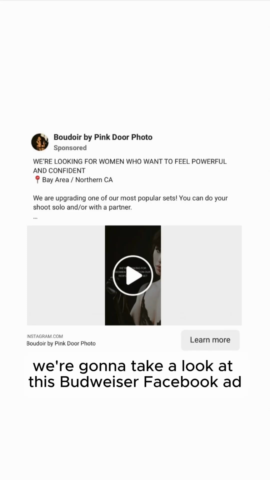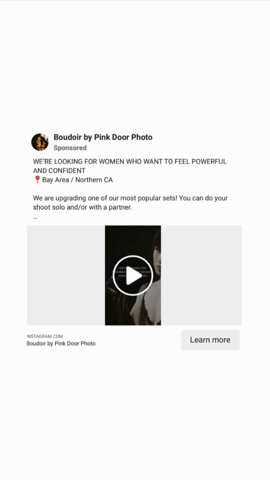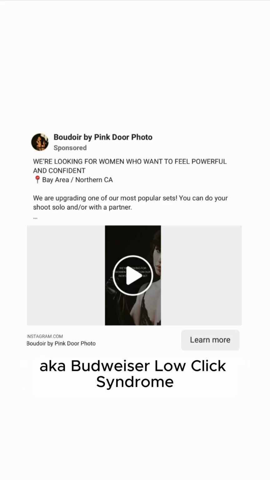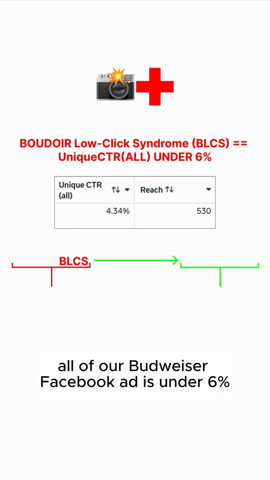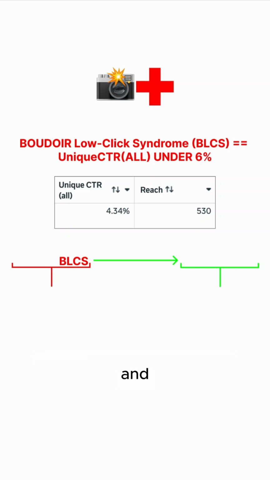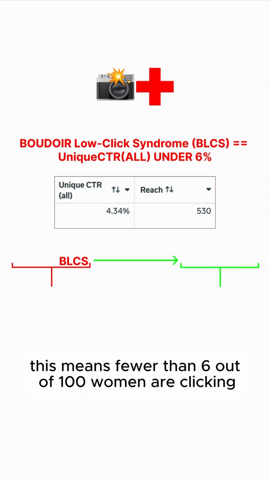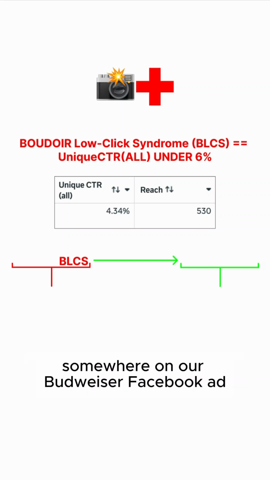All right, y'all, we're going to take a look at this Boudoir Facebook ad. We're going to diagnose it and see if we believe it has BLCS, aka Boudoir low click syndrome. Boudoir low click syndrome, aka BLCS, is when the unique CTR of our Boudoir Facebook ad is under 6%. And this means fewer than 6 out of 100 women are clicking somewhere on our Boudoir Facebook ad.